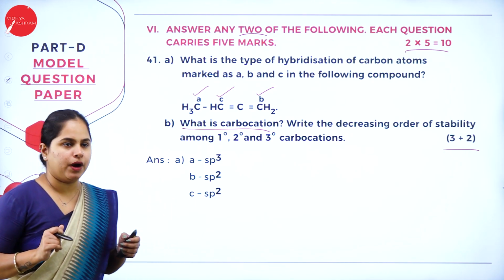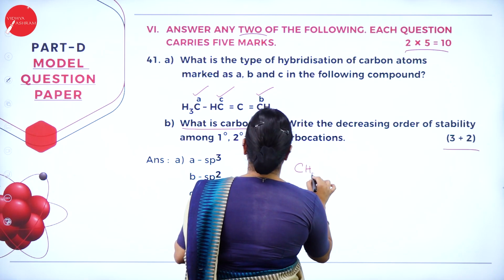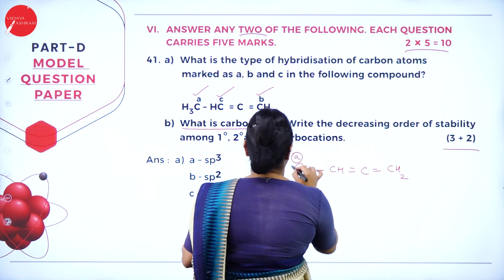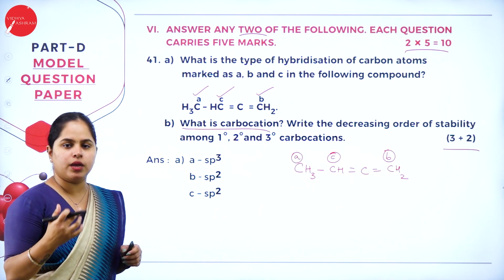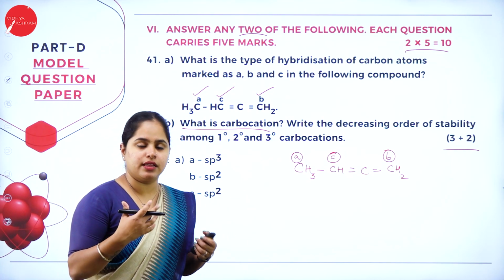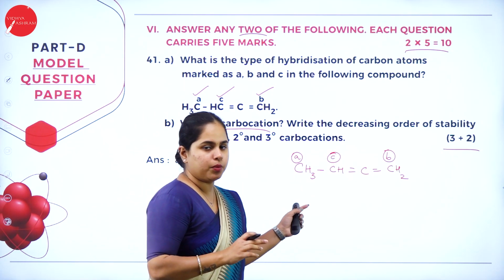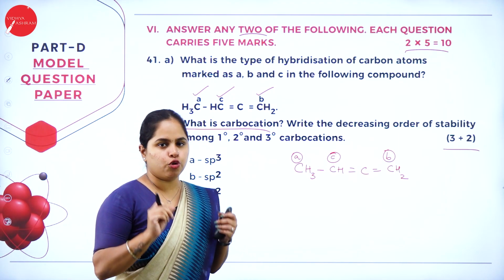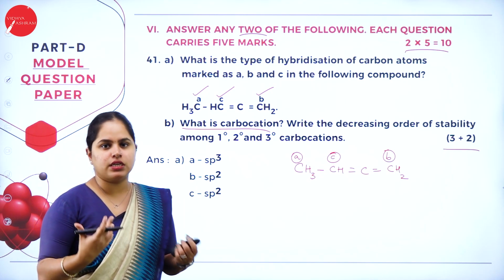So let's begin with the A part. You have to calculate the hybridization of each carbon atom. Let me write down the compound here: CH3, CH, double bond C, double bond CH2. This is carbon atom A, this is C and this is B. What is the easy method to calculate the hybridization of a carbon atom? It is to calculate the total number of other atoms it is surrounded by. For example, if we are identifying the hybridization of carbon atom A, we have to see how many other atoms it is surrounded by. You don't have to consider the number of double bonds or triple bonds. You just have to count the total number of atoms it is surrounded by.